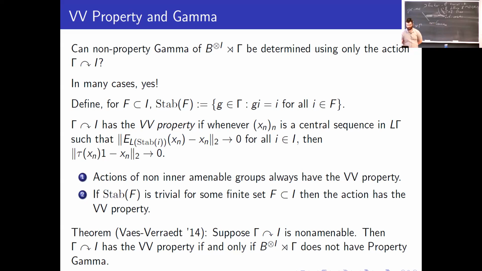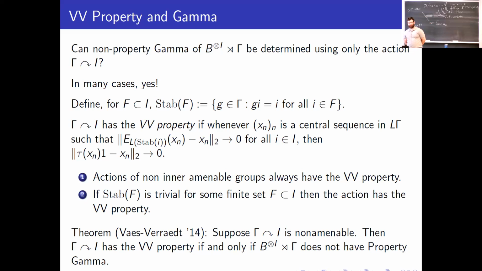That's it. So a couple of examples of actions that do have the VV property. If you have any non-inner-amenable group acting on some index set, it'll have this property just because it doesn't have any non-trivial central sequences. So it trivially satisfies the property. And the second one is, and these are not exhaustive, you can have things that have VV that are neither of these, or at least that's probably true.